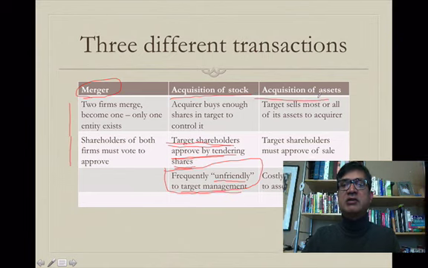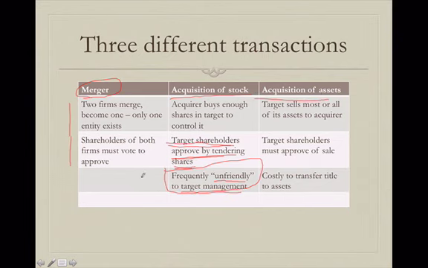The third type of transaction is a merger through an acquisition of assets, where the target sells most or all of its assets to the acquirer. A good example of that occurred when the Fleet Financial Corporation of Boston acquired all the credit card outstandings that Advanta Corporation of Philadelphia had. This occurred in the mid-1990s. The target's shareholders must approve of the transaction by voting upon that transaction.